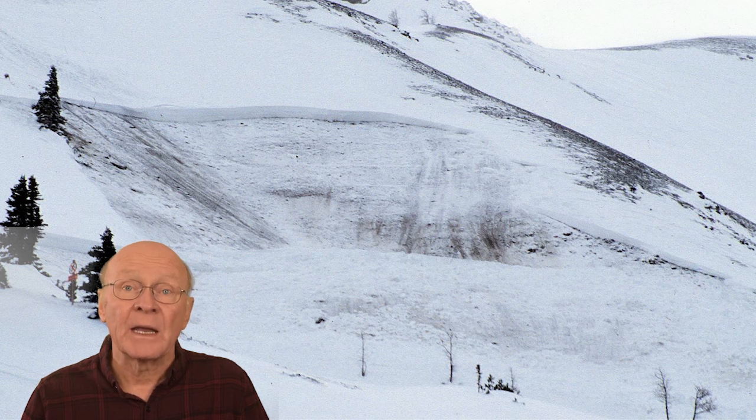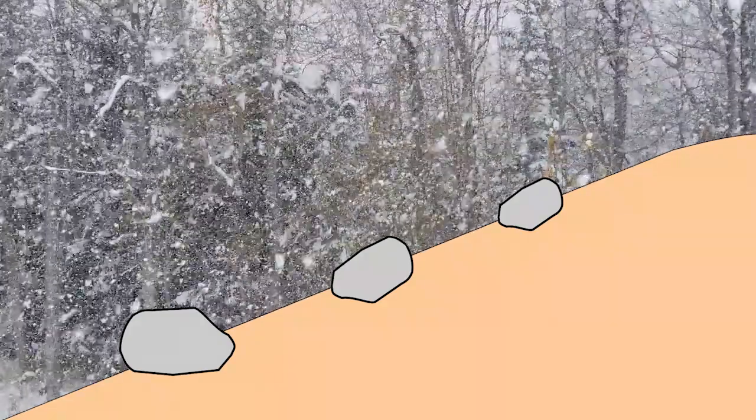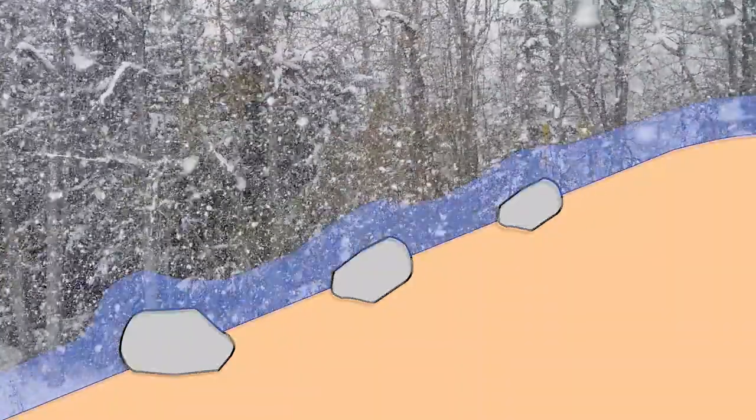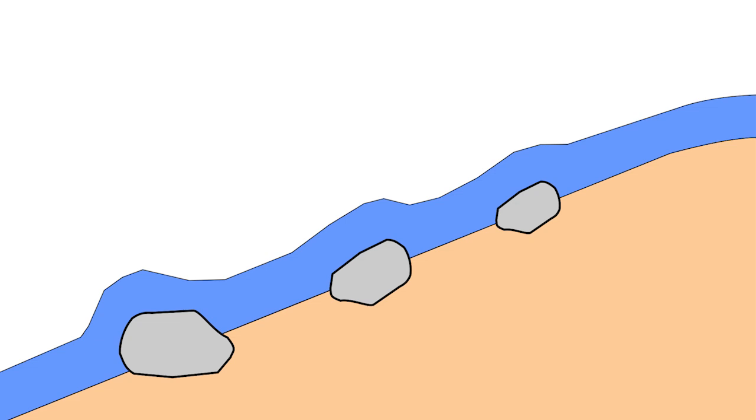We'll start by looking at how the snowpack forms over uneven ground. Here's a clip of snow falling on bare ground with some rocks. After the snowfall, the snow surface is a little smoother than the bare ground. The next snowfall will further smooth the snow surface.